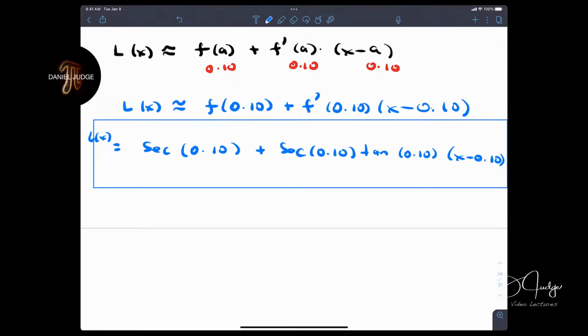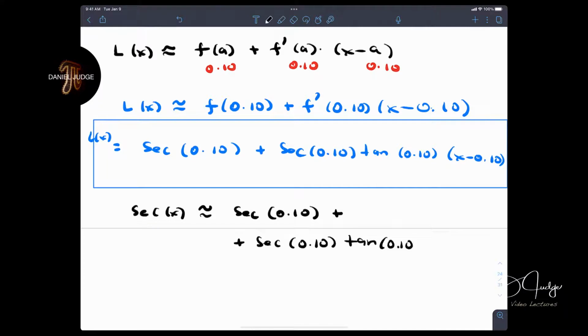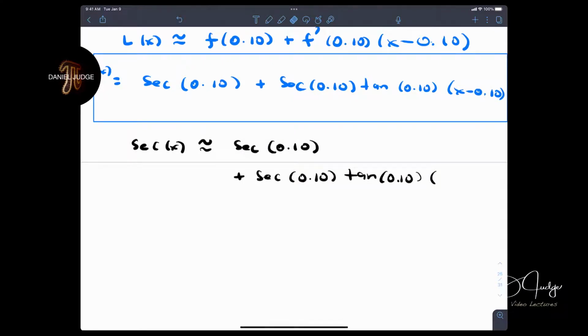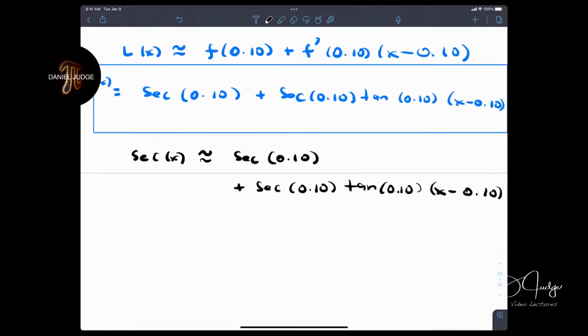All right, now we want to approximate. If we just go back, we could just mention, just so we can be clear, that the secant function is approximated with secant 0.10, and I'll put it down here, secant tangent x minus 0.10. Here's your approximation here. Let's clean this up.